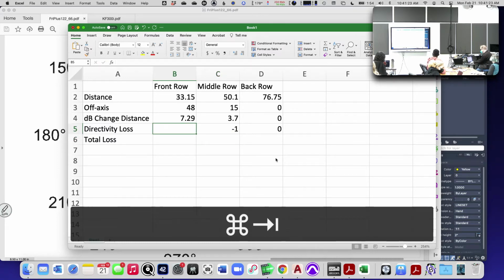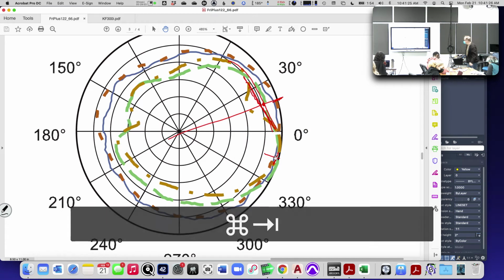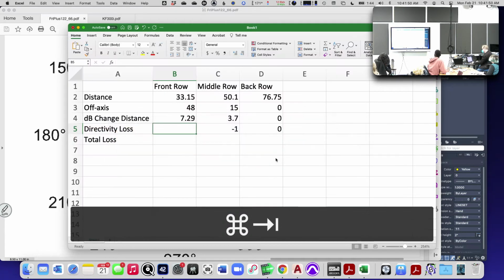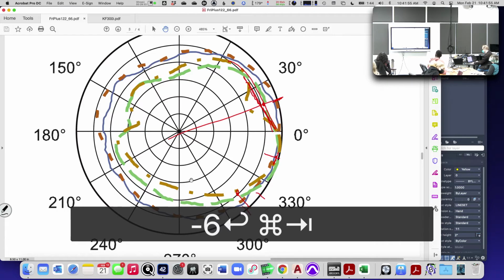Now, what about 48 degrees? Well, 48 degrees is going to be 30, 40, 50, 60. So 48. Wait, did I do that right? 30, 40, 50. 48 is going to be about here. It's right around 6 dB, isn't it? -6. 1K. I'm looking at the orange one.